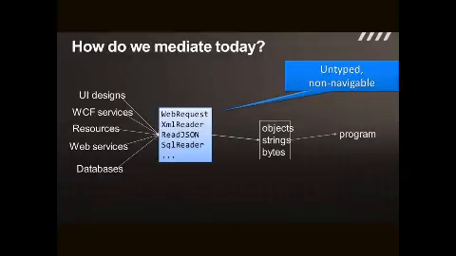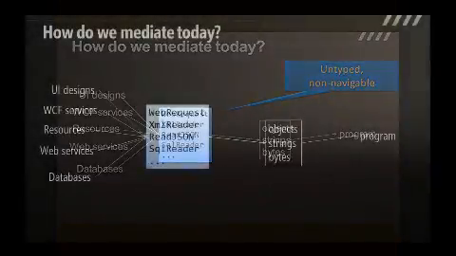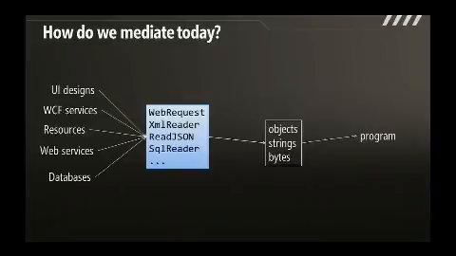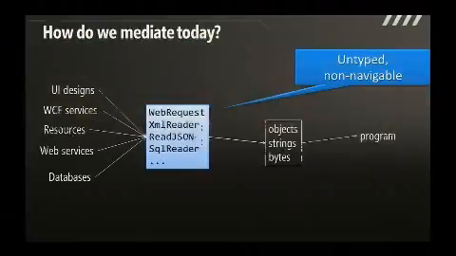Okay, so to say how we mediate today at Microsoft, as I said, there are these generic plumbing tools such as web requests and XML readers and JSON parsers and SQL readers, and we get objects and strings and bytes back from that, and it's all untyped and non-navigable. That's one way of doing things. The other is to move to a completely untyped language, to move to JavaScript. And actually, a lot of this stuff looks fine in JavaScript, because in JavaScript you feel like you're working with an information-rich language because it's got the web right available, and it's well set up to be doing web requests. The web feels a lot further away when you're working with C-sharp or F-sharp, and we're bridging that gap while keeping all the benefits of types.